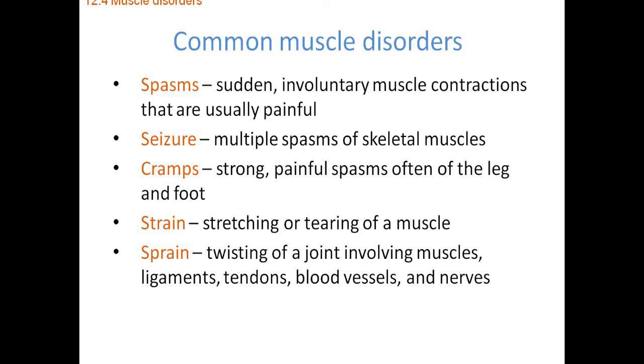A strain is when you stretch or tear the muscle. So you stretch it too far. And a sprain is when you twist the joint the wrong way. That can involve more than just the muscles. It could involve tendons, so that could be tendinitis. It could cause bruising. It could damage the nerves. It can hurt ligaments.